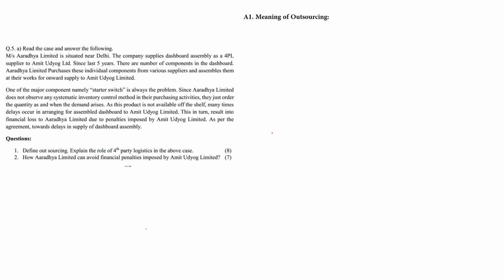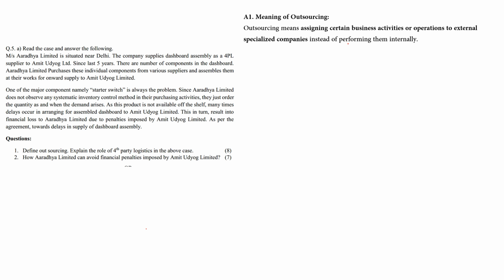So, meaning of outsourcing first: outsourcing means assigning certain business activity or operation to external specialized companies instead of performing them internally. The aim is to save time, reduce cost and improve efficiency by using the expert. So that's the meaning of outsourcing. Now the 4PL part.